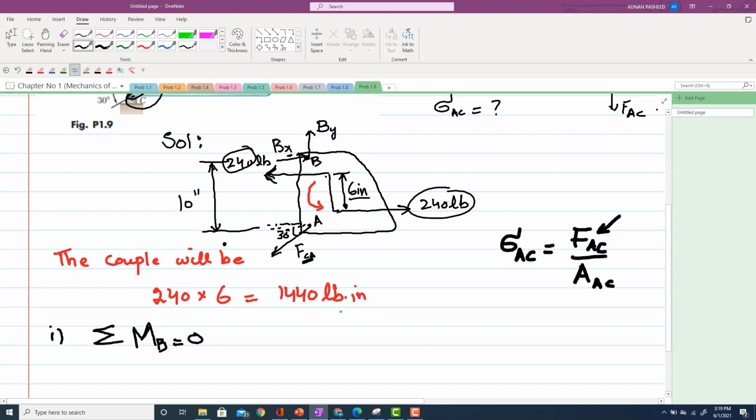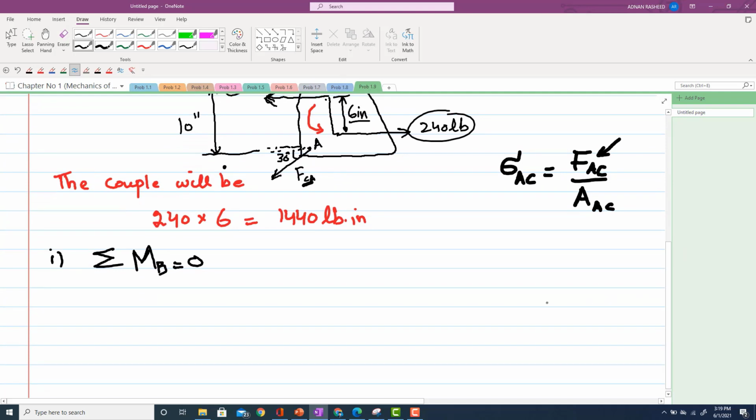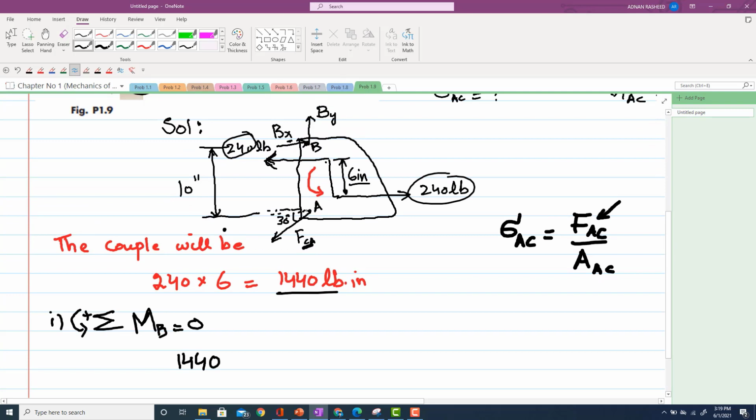So let's start. If you take moment about B equal to 0, there is a couple which is 1440 lb-inch, present here, and it is counterclockwise. We will mention that counterclockwise moment is positive. So the first moment is 1440, the second is at point B. There are two components of this force: one is a horizontal component and one is a vertical component. Clear? This vertical component will pass through point B, so it will not play any role in producing a moment.